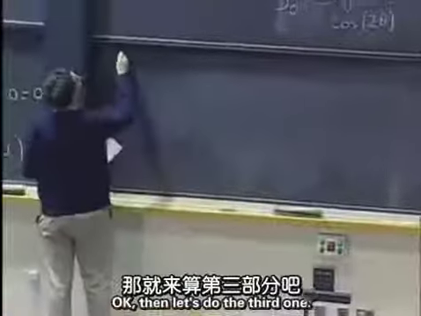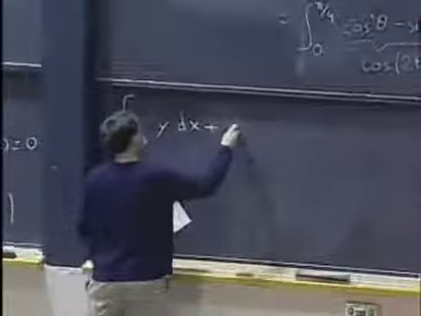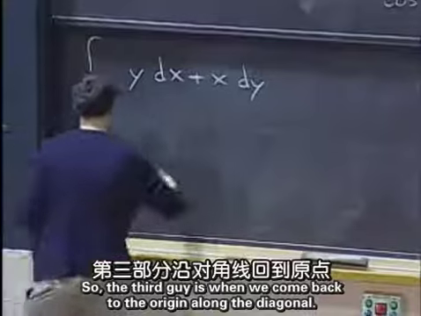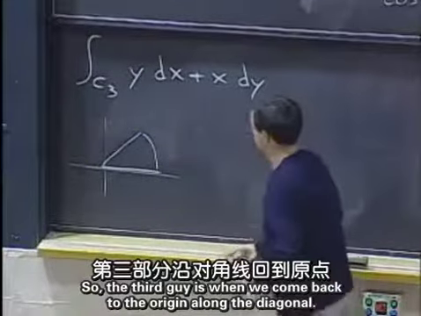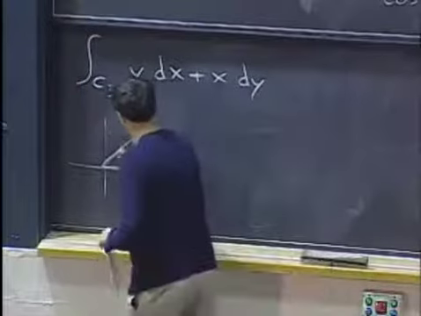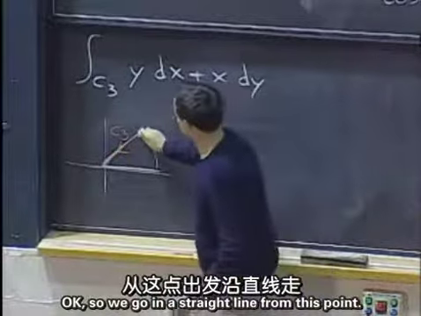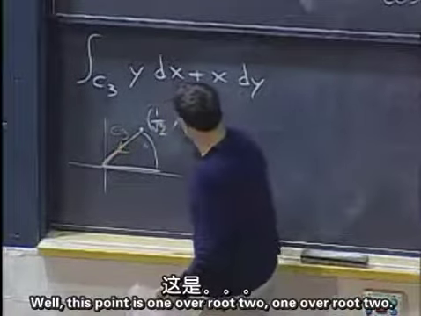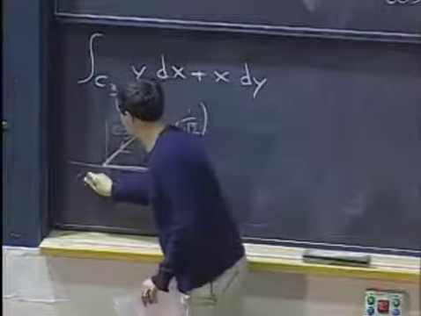Okay, then let's do the third one. So the third one is when we come back to the origin along the diagonal. We go in a straight line from this point. Where's this point? Well, this point is 1 over root 2, 1 over root 2. And we go back to the origin.